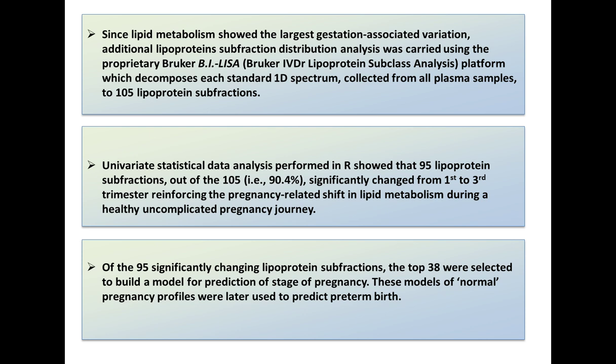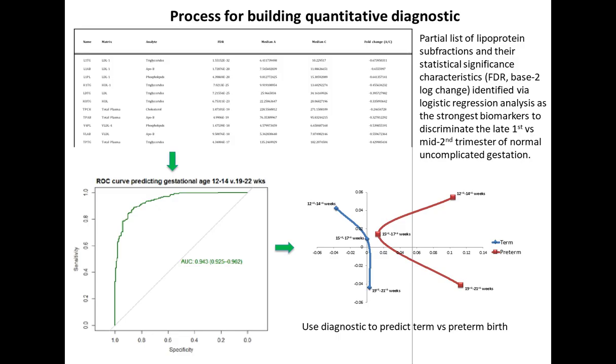However, you can narrow this down and get a pattern of more predictive lipoprotein profiles, and here we resorted to using the top 38 of the 95 significantly changing lipoprotein subfractions. What this enabled us to do was to build a quantitative diagnostic for lipoprotein changes during pregnancy. You can see from the ROC curve here that the area under the curve is 0.94. So very high predictive coverage of gestational age.